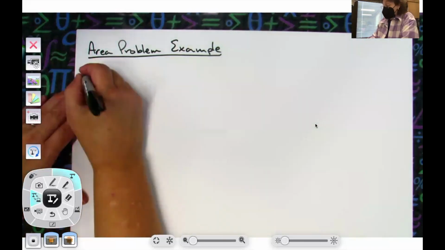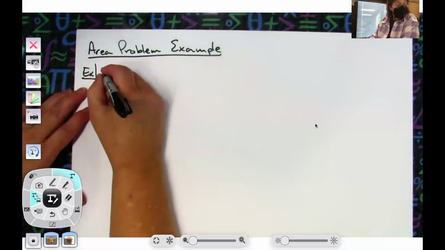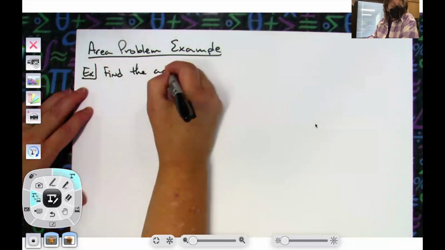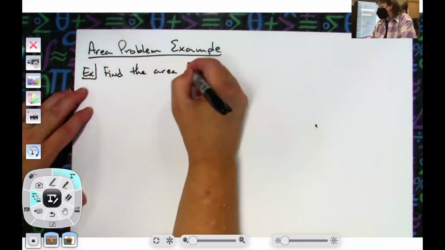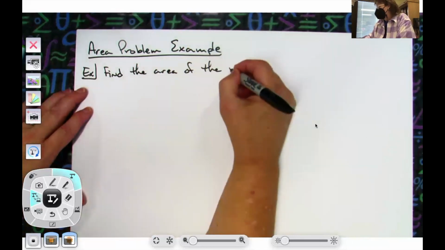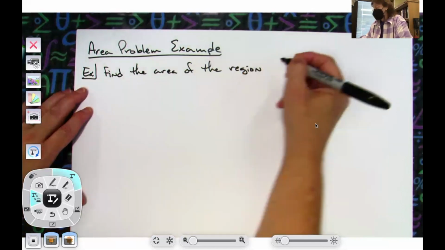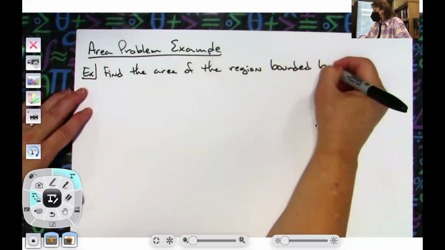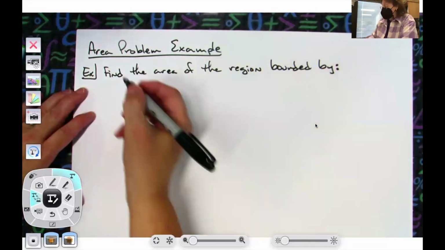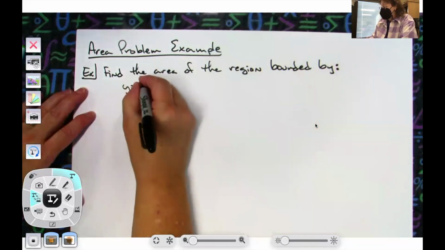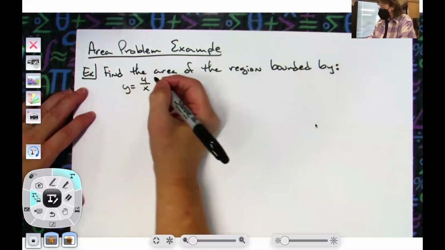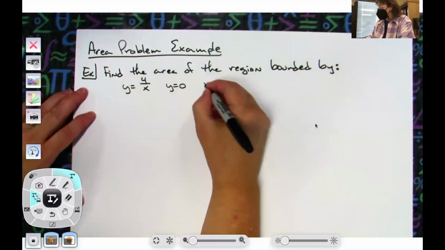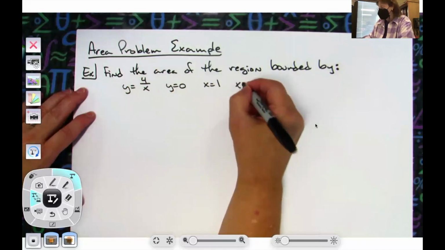All right, so it's going to ask us to find the area of the region bounded by all of these curves: y equals 4 over x, and then y equals 0, x equals 1, x equals 4.